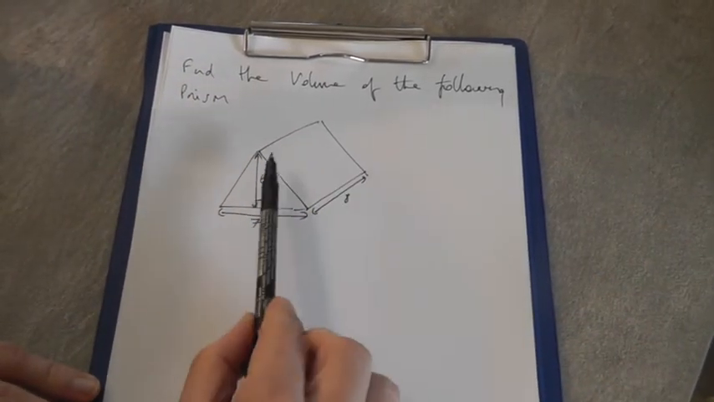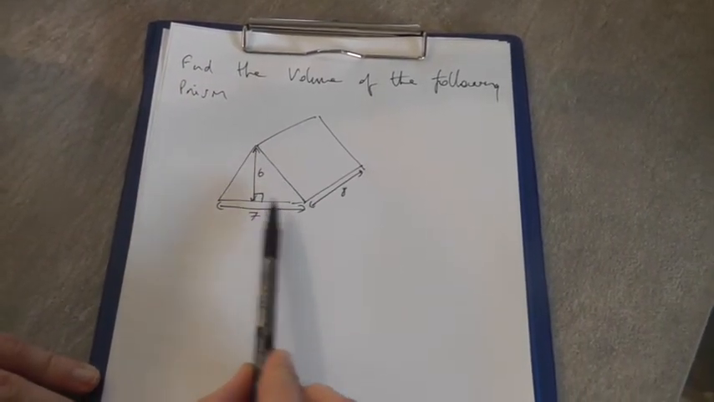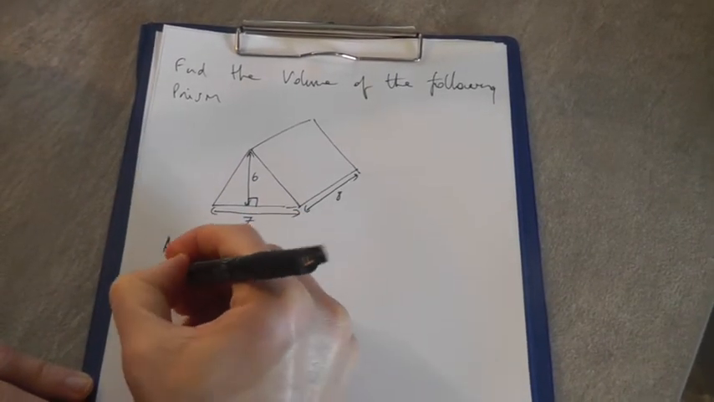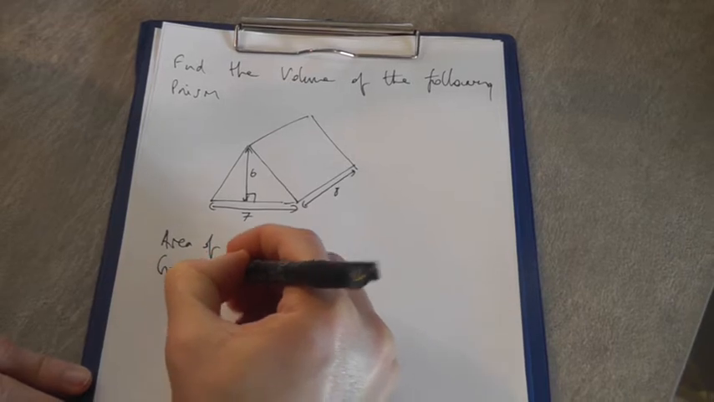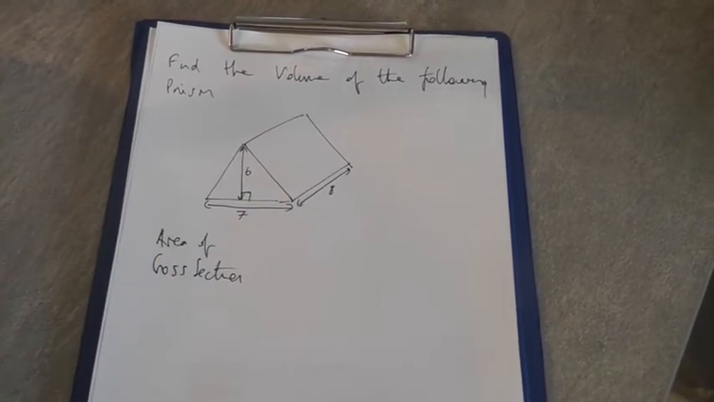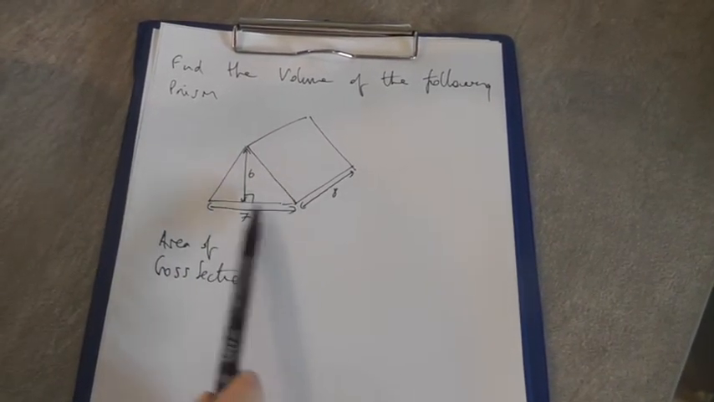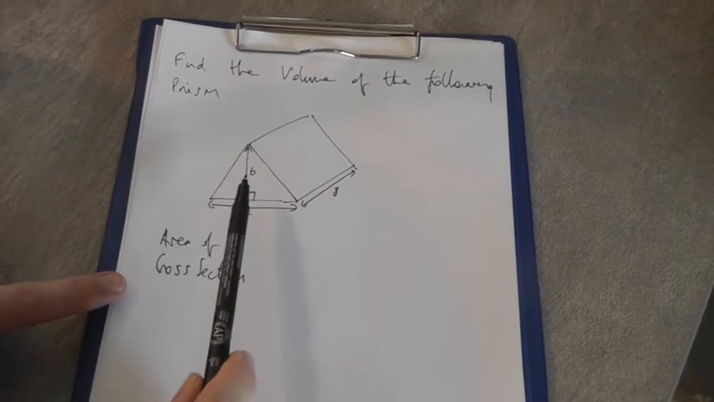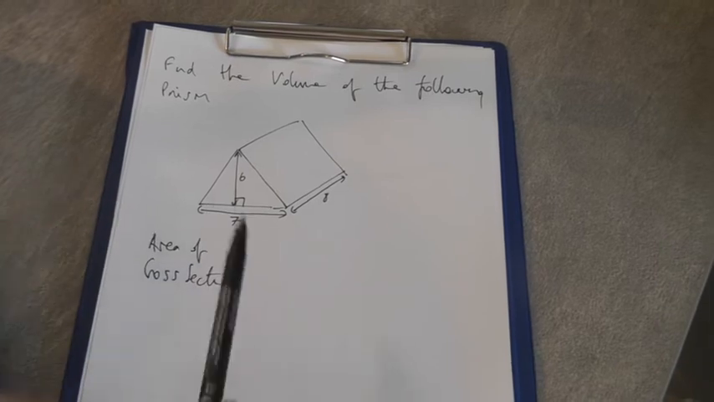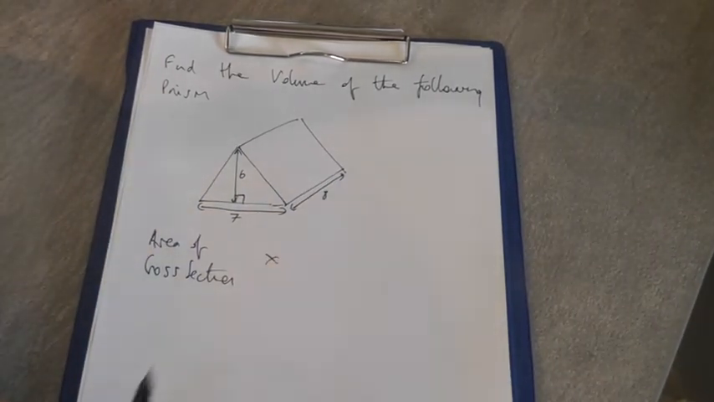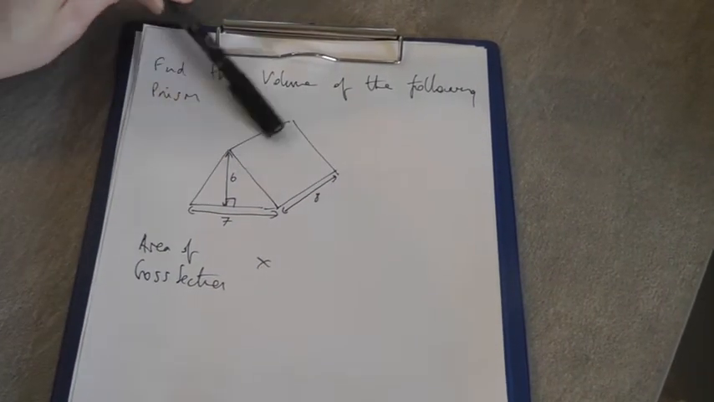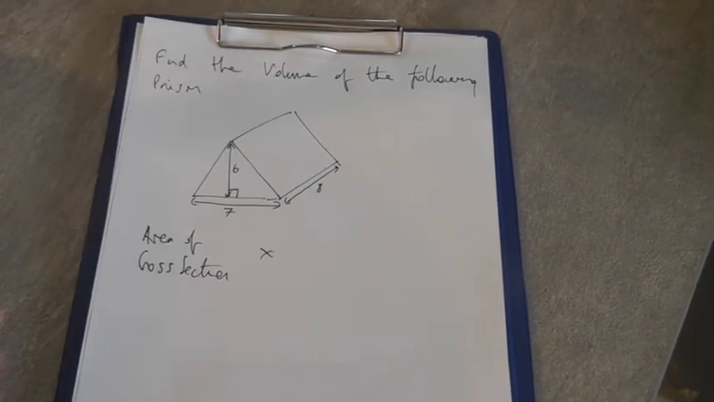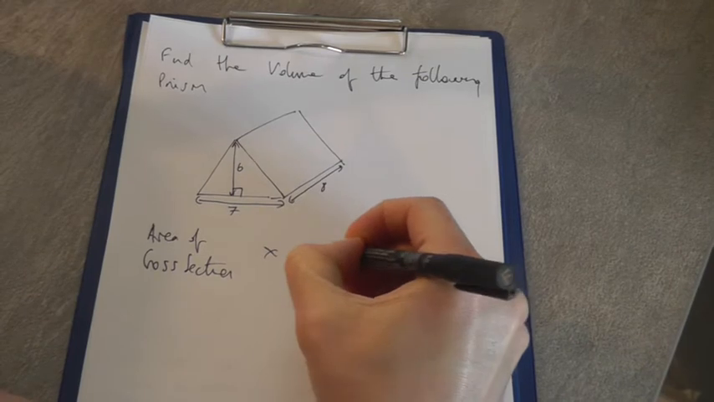First thing, we identify this cross section here, and I need to find the area of the cross section. The first thing I must do is find the area of that cross section there, and the cross section in this case is a triangle. Great. Then when we have found the area of the cross section, we must multiply it by the depth of the prism, and the depth of this prism in this case is 8.